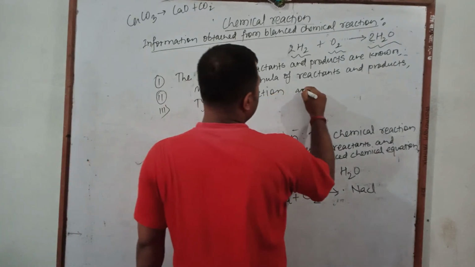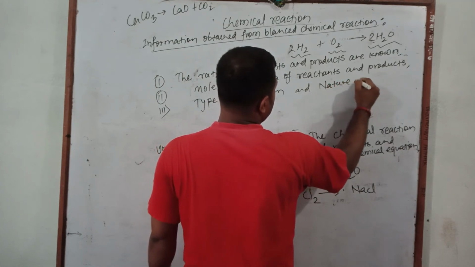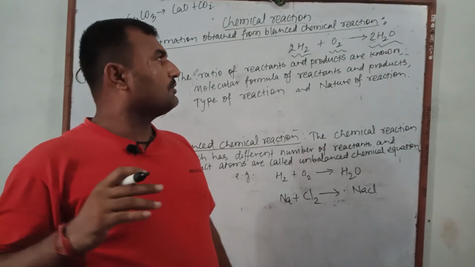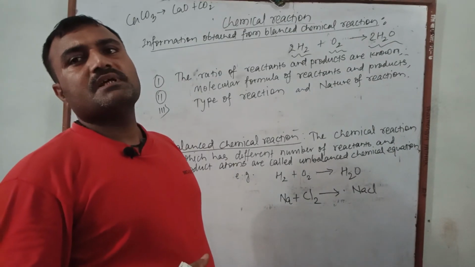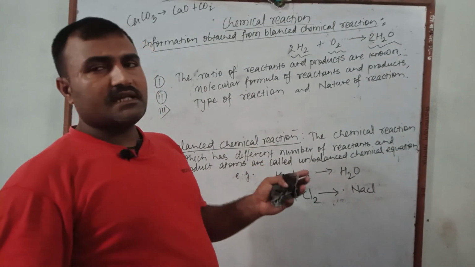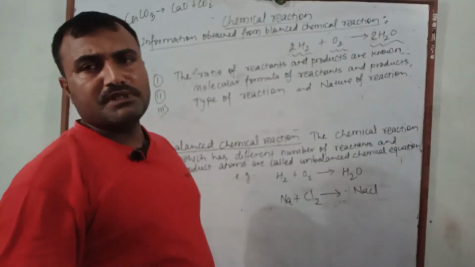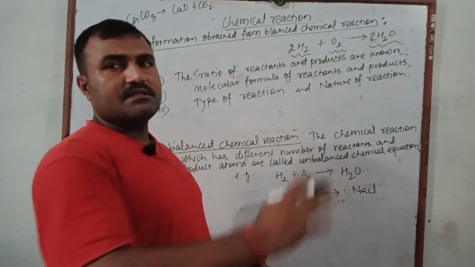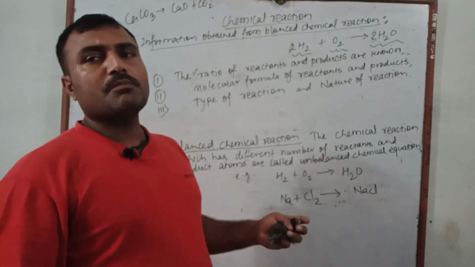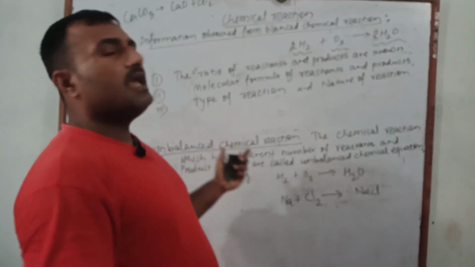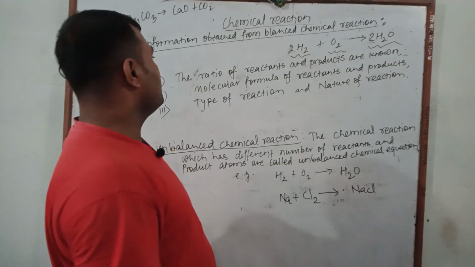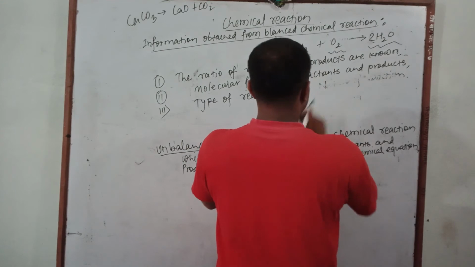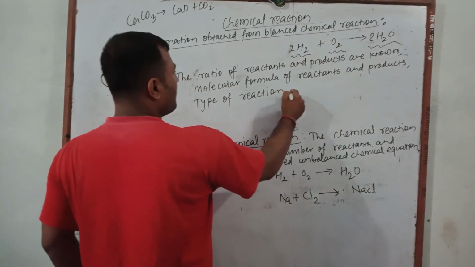We can also write the nature of the reaction. Some reactions are unidirectional, going in only one direction, called irreversible reactions. In some reactions, after a certain time, products turn back into reactants, called reversible reactions. In some reactions we have to give heat, called endothermic reactions. Some reactions produce heat, called exothermic reactions. And we also know which type of chemical reaction it is.